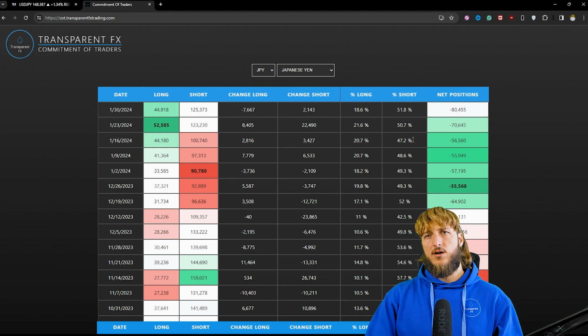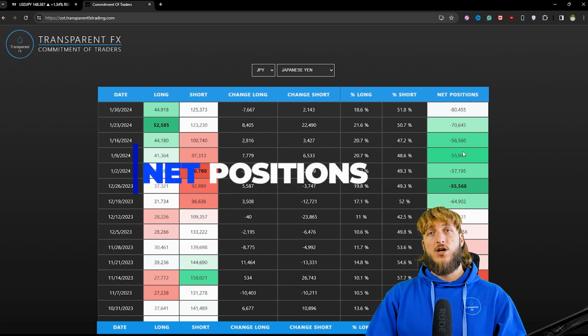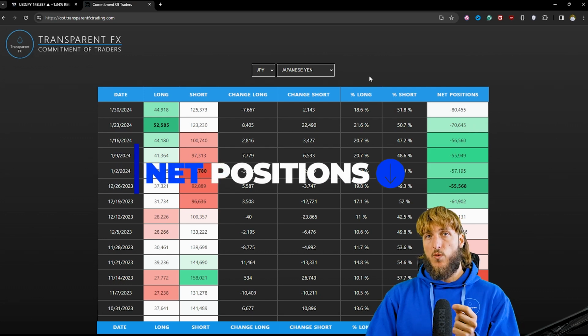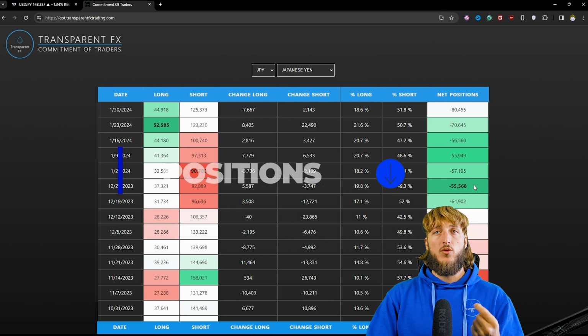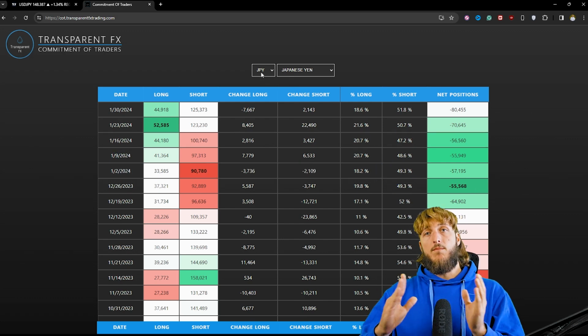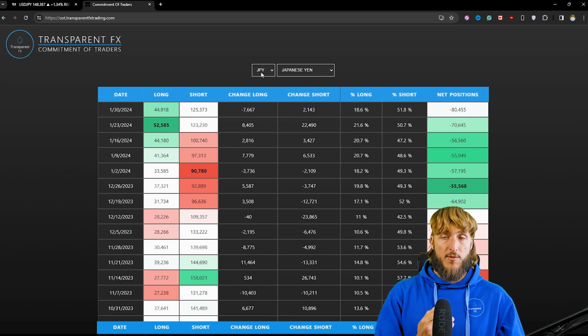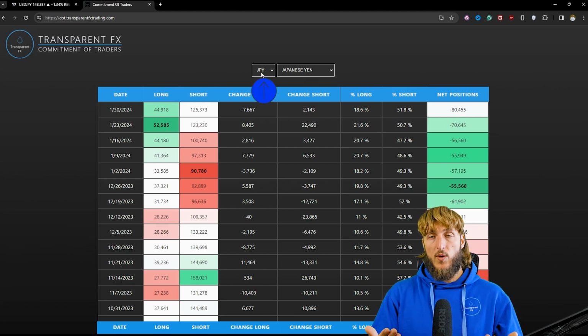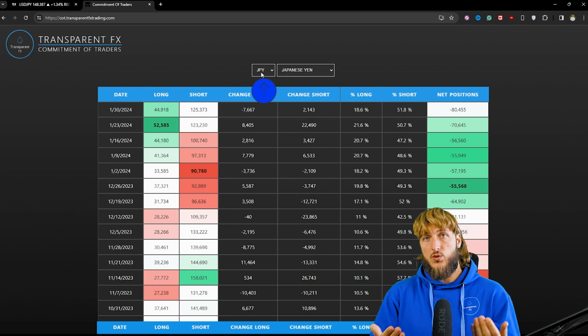And what we can see here is that with the last reports, net positions have once again started decreasing on JPY USD, meaning that institutions have been moving back to the bearish side for the JPY, meaning to the bullish side of USD JPY, because if institutions are shorting the JPY, they're essentially longing USD JPY.